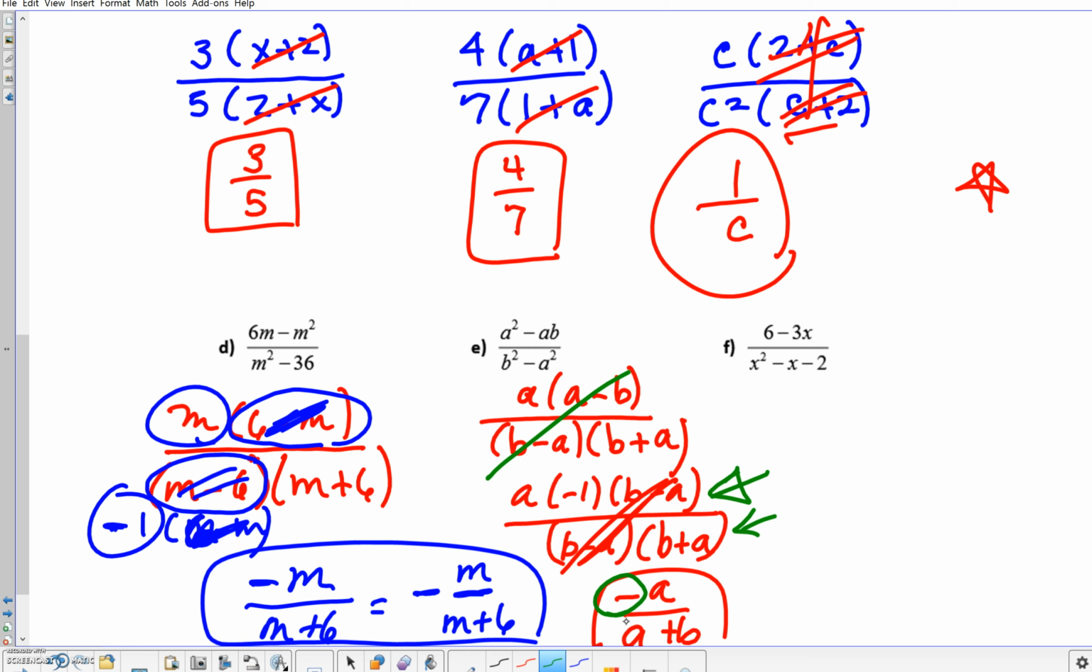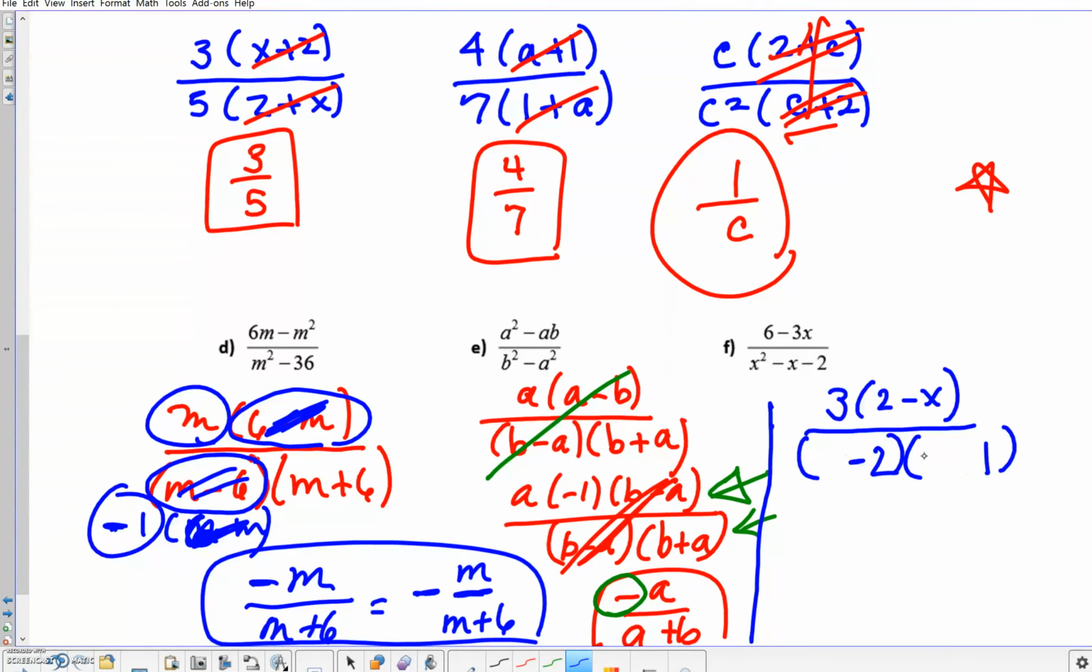And then finally, example F there. I can factor out a 3, and I'm left with 2 minus x. The denominator, AC method, got a 2 and a 1. Needs to be -2 plus 1. And there's my x and x. So I know then that x minus 2 and 2 minus x are the negatives of each other. So they're going to cancel to be -1. So I end up with -3 over x plus 1.